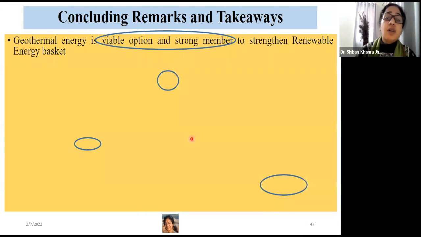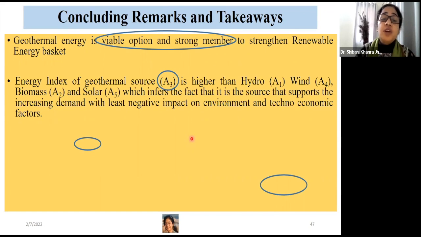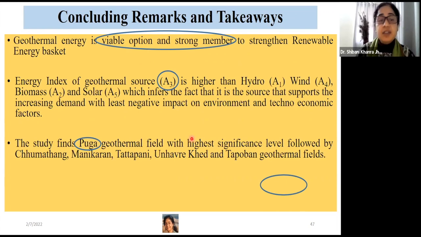So let me conclude this entire study with some of the takeaways from this lecture. We could understand that geothermal energy is a viable option and a strong member to strengthen the renewable energy basket. The energy index of the geothermal source, which was indicated here as A3, is higher than all other renewable sources like hydro, wind, biomass, and solar, which again infers that it is the source that supports the increasing demand with the least negative impact on environmental and techno-economic factors.